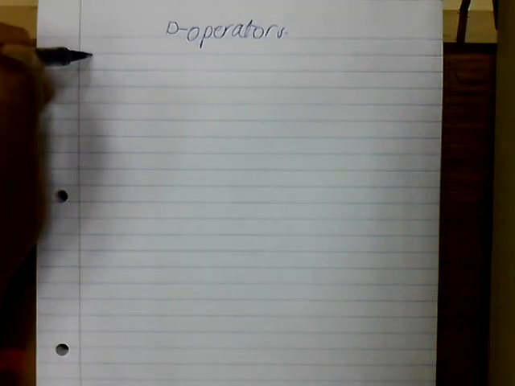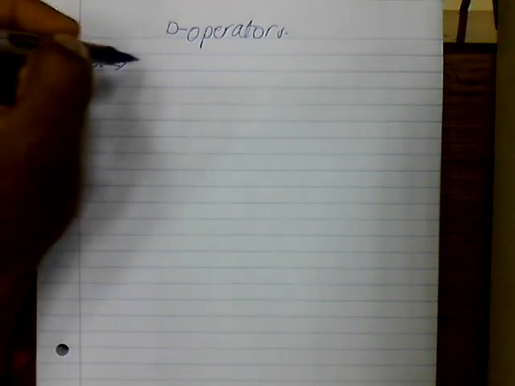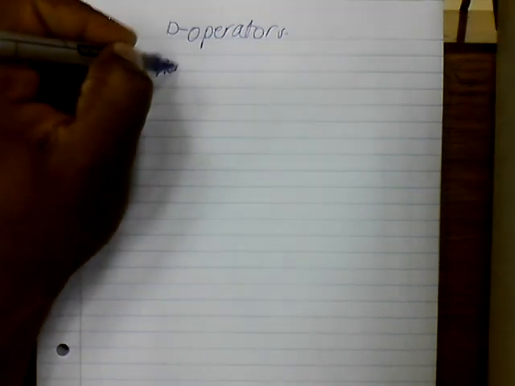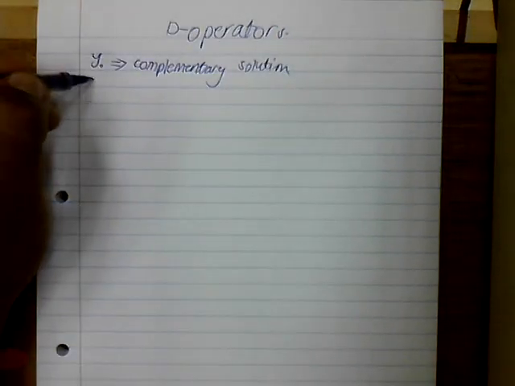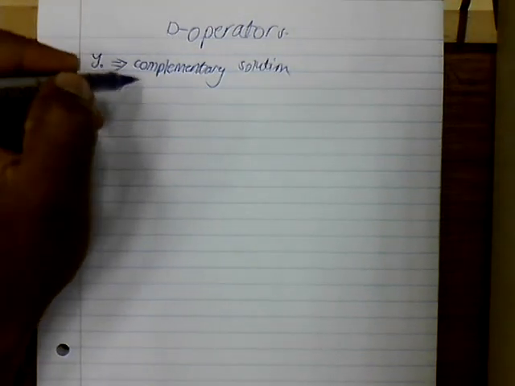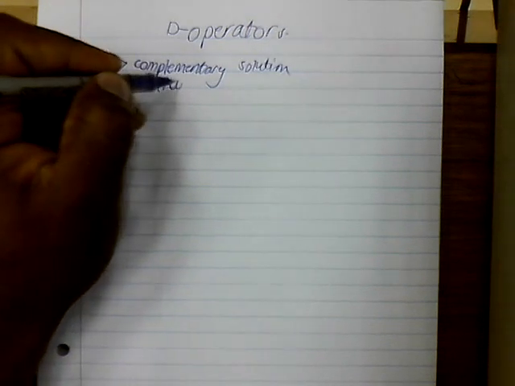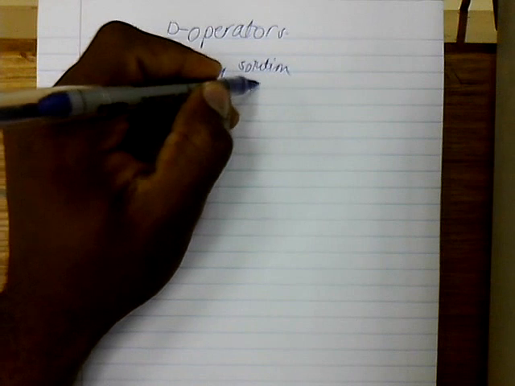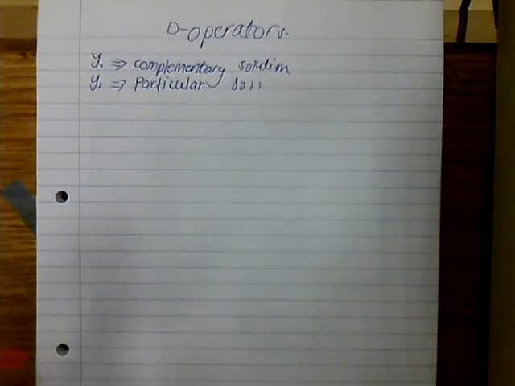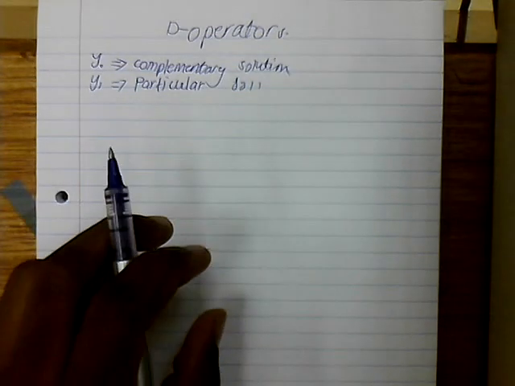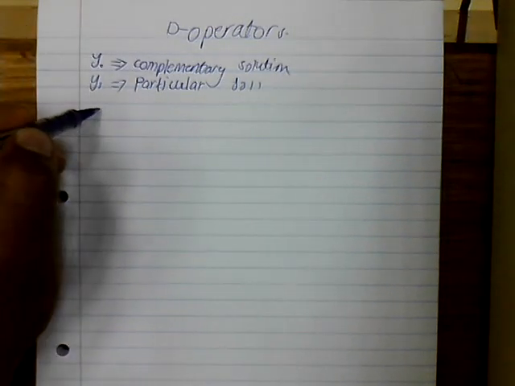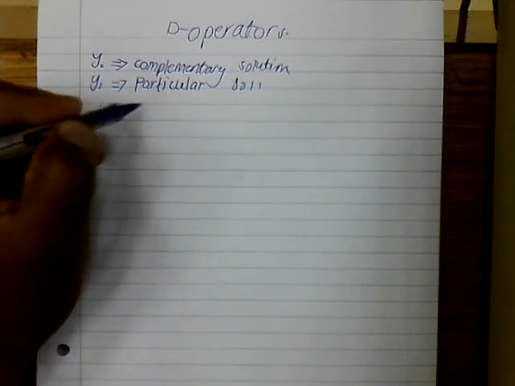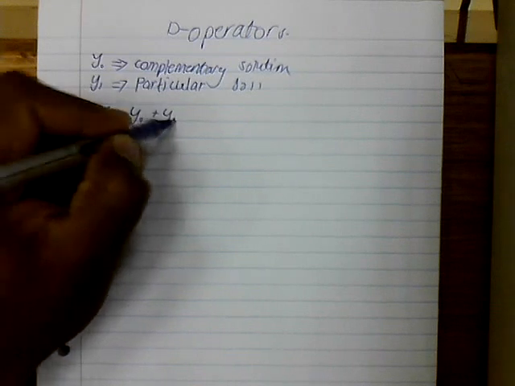So the first part, which is represented as y naught, is the complementary solution, and then the second part, represented as y1, is the particular solution. Okay. Now the general solution of such an equation with higher order is the sum of these two. So the general solution, represented as y, is equal to y naught plus y1.